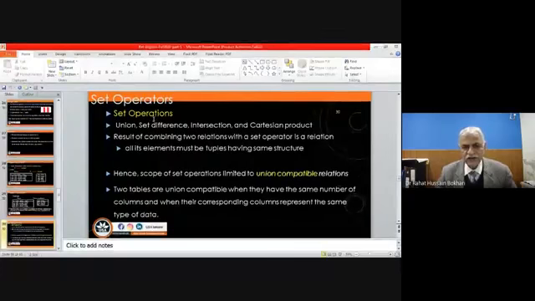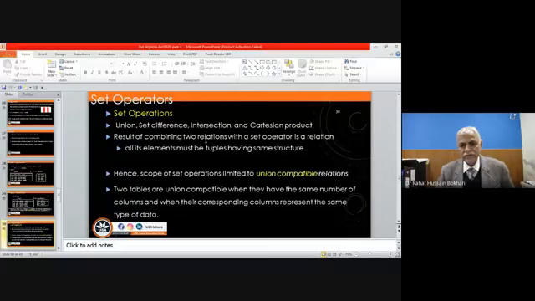अब दिस इज द सेट ऑपरेशंस। Union, set difference, intersection, Cartesian product. So result of combining two relations. This means जब हम relations पे काम करेंगे तो आप कहेंगे ये तो two relations से करता है, तो ये binary operators हैं आपके.